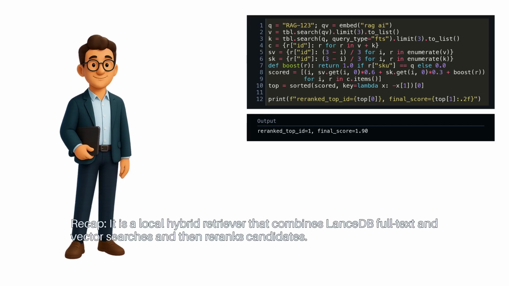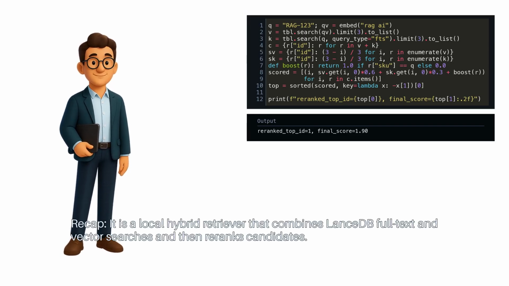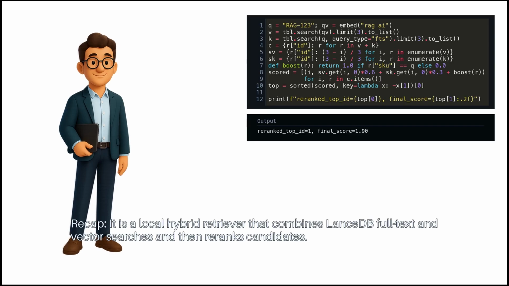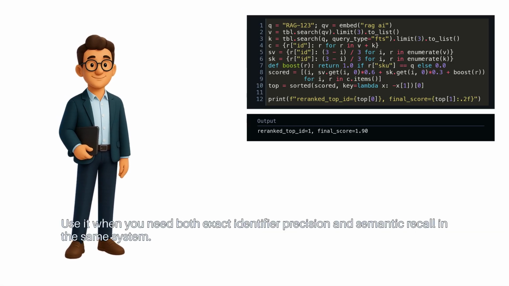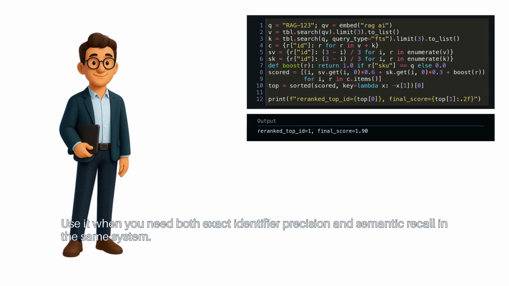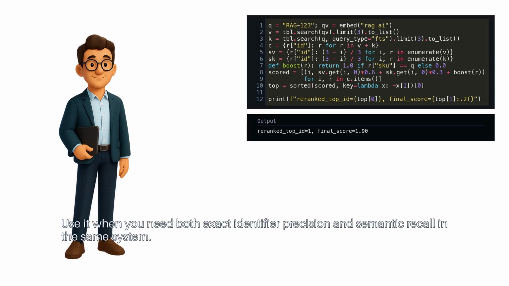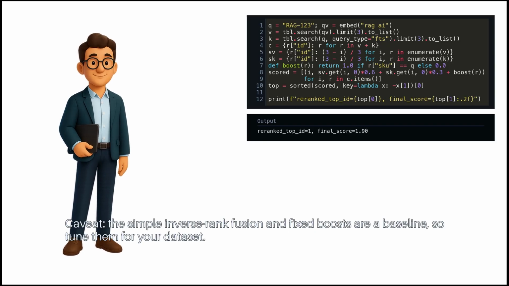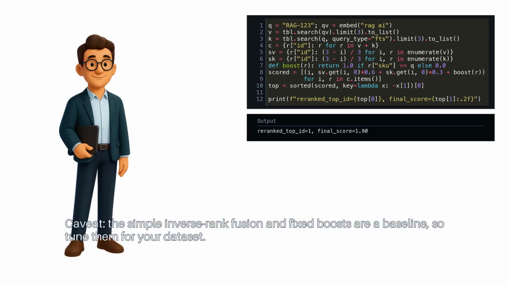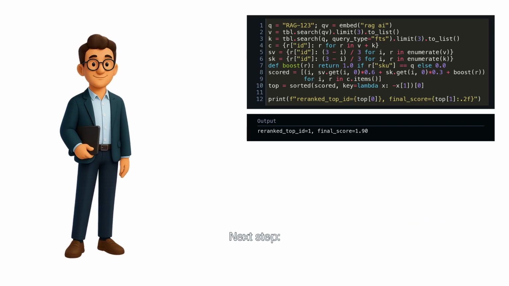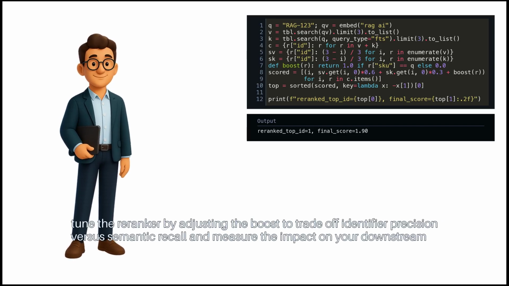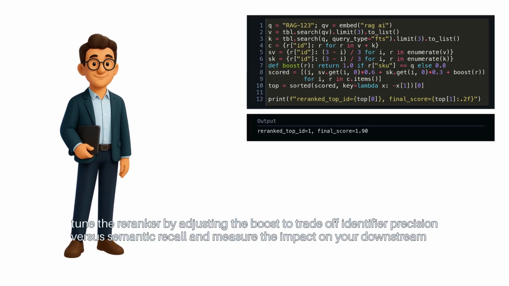Recap. It is a local hybrid retriever that combines LanceDB full text and vector searches, and then re-ranks candidates. Use it when you need both exact identifier precision and semantic recall in the same system. Caveat: the simple inverse rank fusion and fixed boosts are a baseline, so tune them for your dataset. Next step, tune the reranker by adjusting the boost to trade off identifier precision versus semantic recall, and measure the impact on your downstream answers.